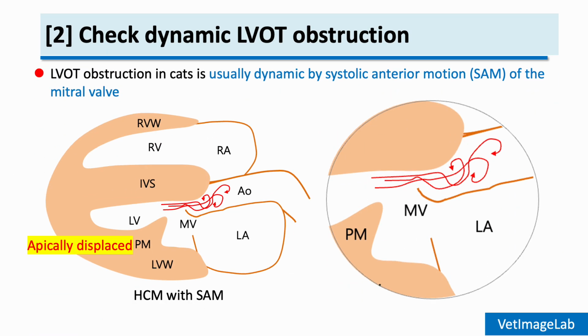But in cats with hypertrophic cardiomyopathy, as the interventricular septum thickens and the shape of the left ventricle becomes altered, the position of the papillary muscles are often displaced apically. These structural changes alter the tension and orientation of the mitral valve. The displaced papillary muscles pull the mitral valve cranially toward the interventricular septum. This is what we call systolic anterior motion, or SAM.